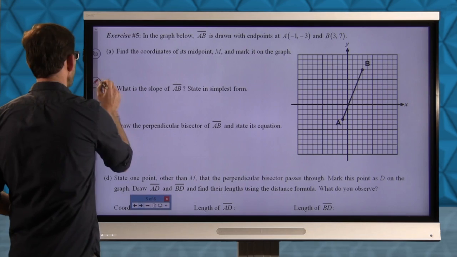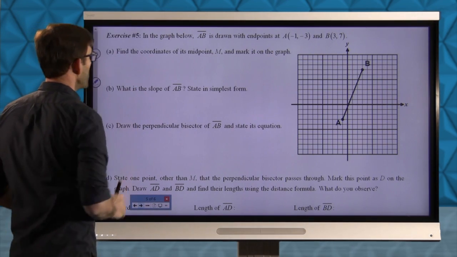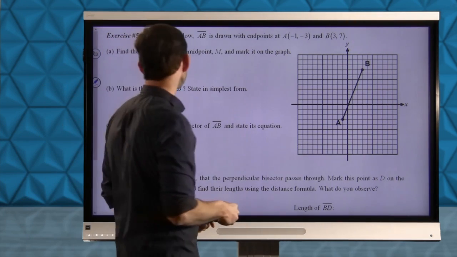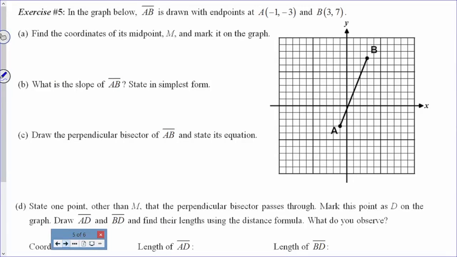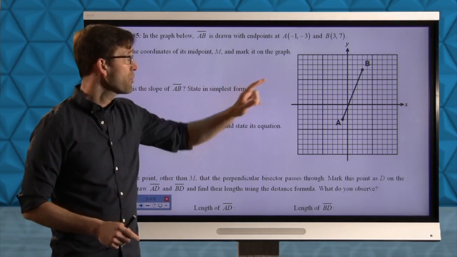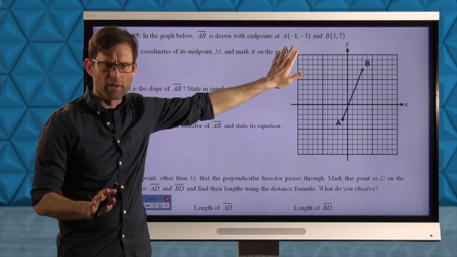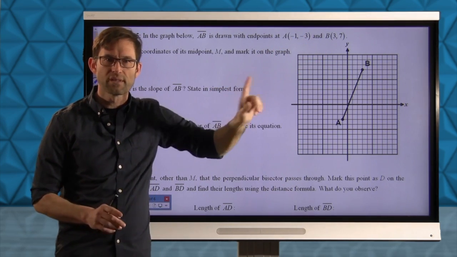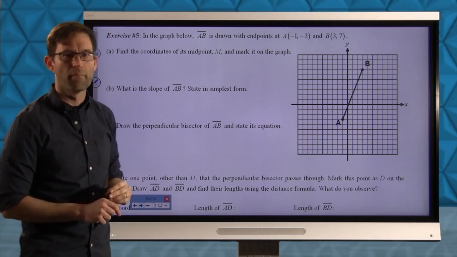Let me change back to blue real quick. Let's take a look at about the most challenging problem we're going to do today, exercise number 5. In the graph below, AB is drawn with endpoints at (negative 1, negative 3) and (3, 7). Part A asks us to find the coordinates of the midpoint M and mark it on the graph. Great. Why don't you go ahead and do that procedure. Just use the formula, trust me, and come up with the midpoint based on those two coordinate points and then plot it. And then we'll revisit the problem.